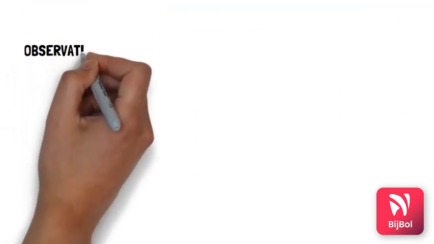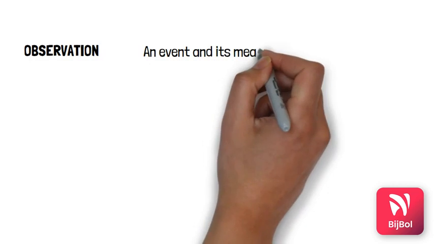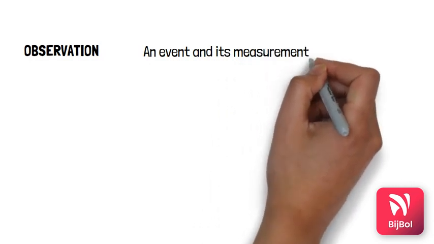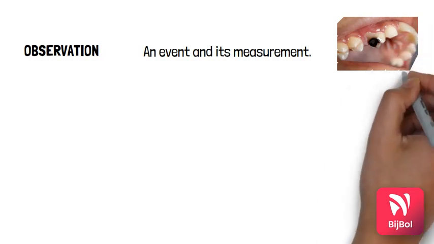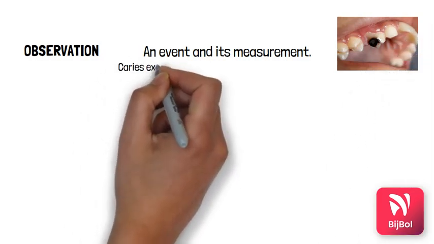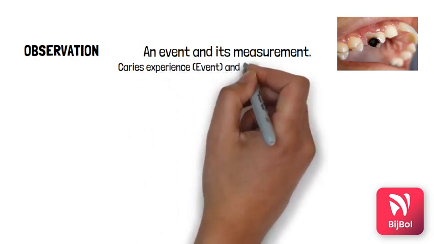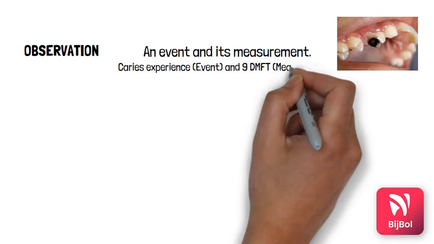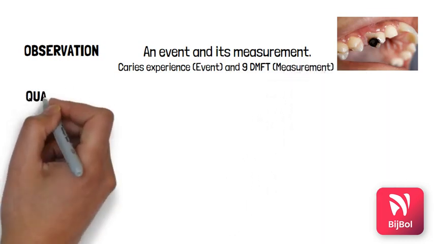Coming to the observation. So what is observation? Observation is nothing but an event and its measurement. So what is it? Now suppose, for example, Carrie's experience. Okay, Carrie's experience is considered to be an event, whereas a value of a score of 9 for DMFT is considered to be a measurement. So this Carrie's experience with 9 DMFT is an observation.